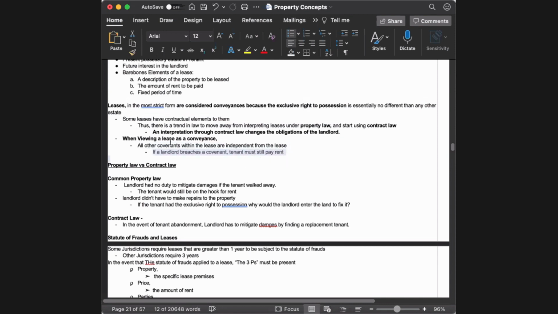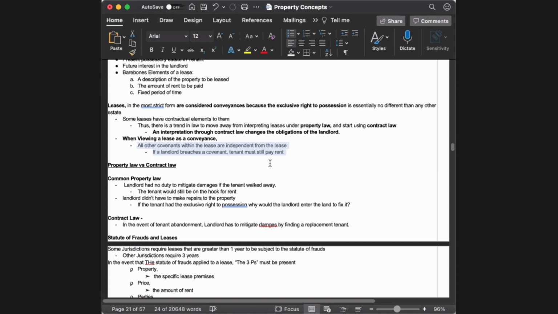So what this is saying is, if you have a multi-tiered lease that has other contractual elements in it, so for instance, you have a lease with maybe some other contract within it, the lease, oddly enough, is going to be viewed as almost like a separate contract within that contract. Even if there's a separate covenant breached, the lease is still good, essentially. So the tenant must still pay rent.